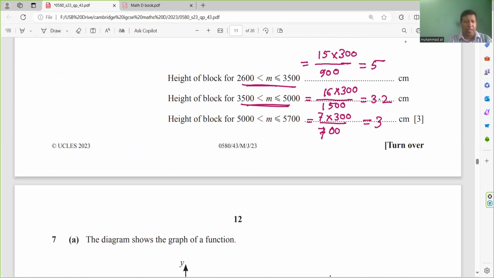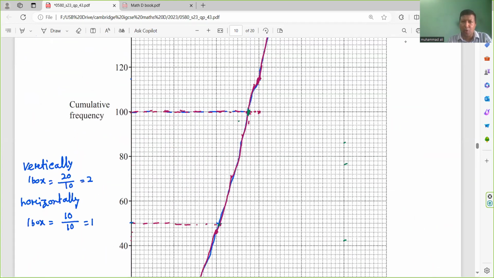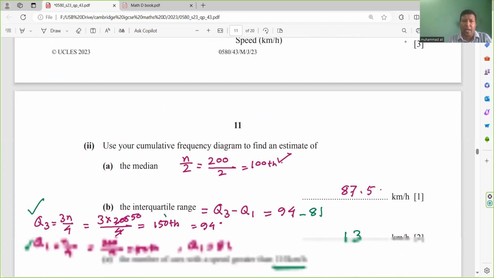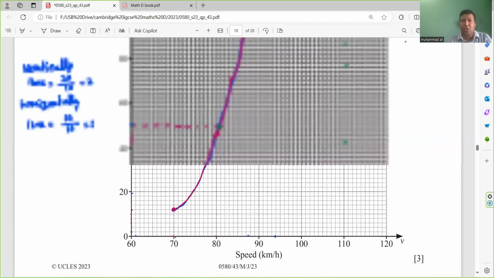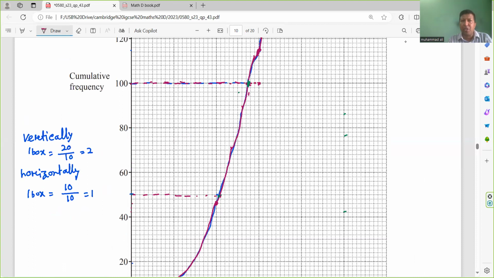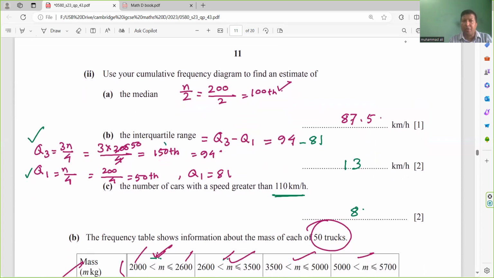So I think everybody understands this maths. This is very interesting maths. At first, we have to draw the cumulative frequency. After that, using the cumulative frequency, we find the median. Median means n divided by 2, the 100th position. From here, the value corresponding to the 100th position will be the median. After that, we find the interquartile range. To find the interquartile range, we have to find the upper quartile and lower quartile. Upper quartile means 3n by 4.